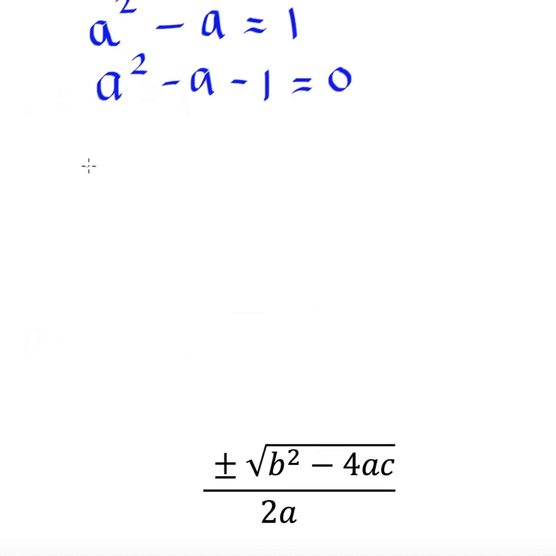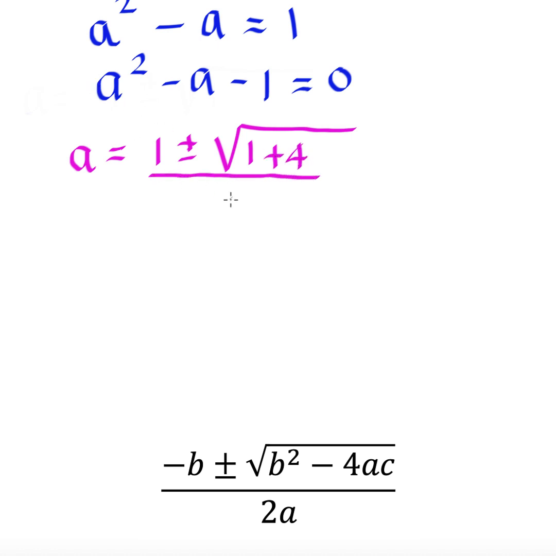Now applying the quadratic formula, a is equal to negative b, so you have negative of negative 1, which is positive 1, plus or minus the square root of b squared, so negative 1 squared is positive 1, minus 4ac, minus 4 times 1 times negative 1, which is positive 4, divided by 2a, 2 times 1 is simply 2. So this gives us a value of a equals 1 plus or minus the square root of 5 over 2.